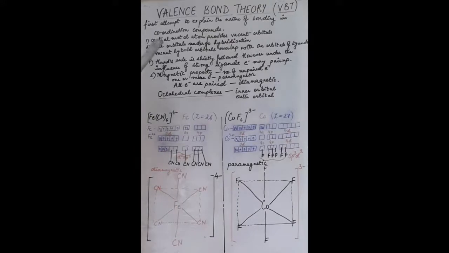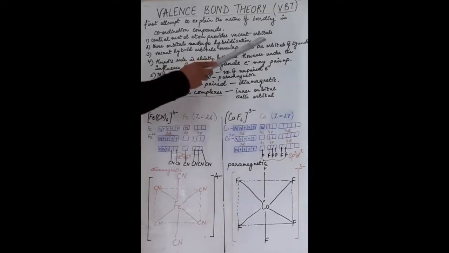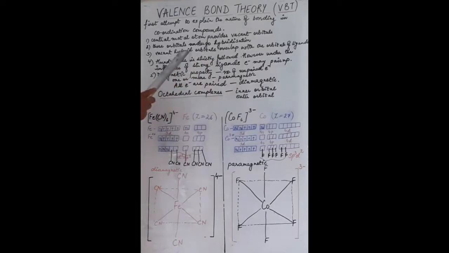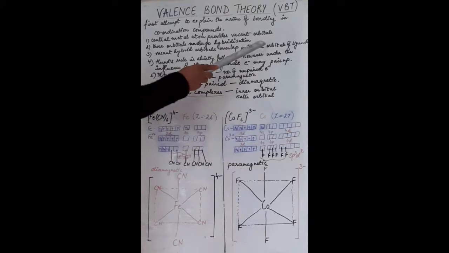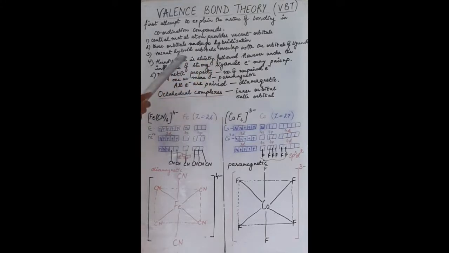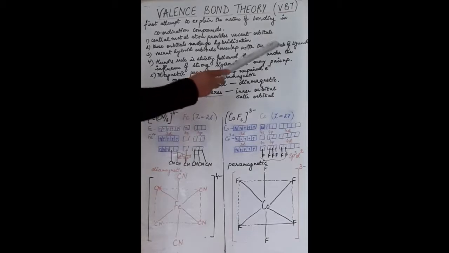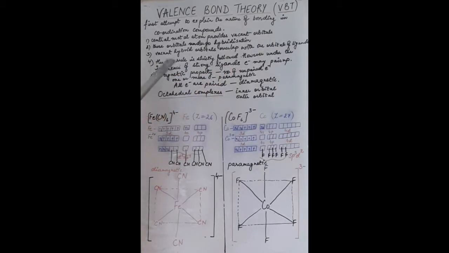Now, come to the assumptions of this theory. It says the central metal atom provides vacant orbitals. These vacant orbitals undergo hybridization as per requirement. These vacant hybrid orbitals then overlap with the orbitals of the ligands. Hund's rule is strictly followed. However, under the influence of strong ligands, electrons may pair up.